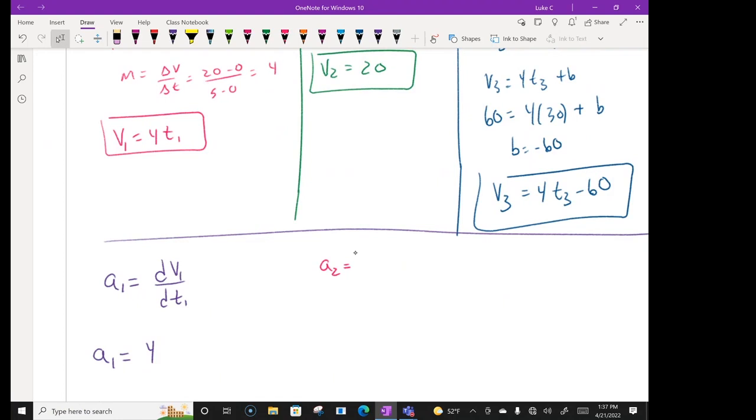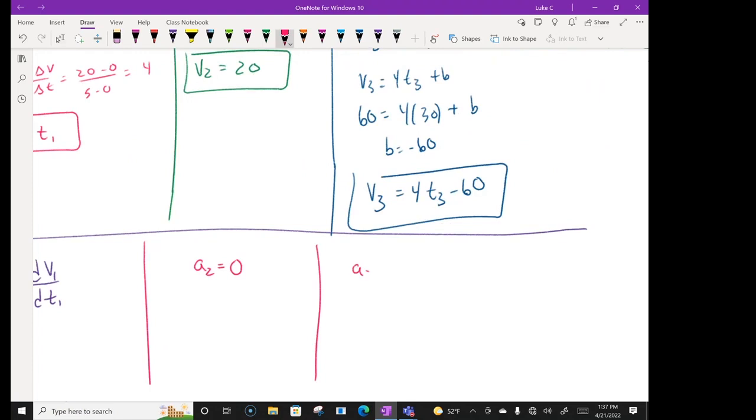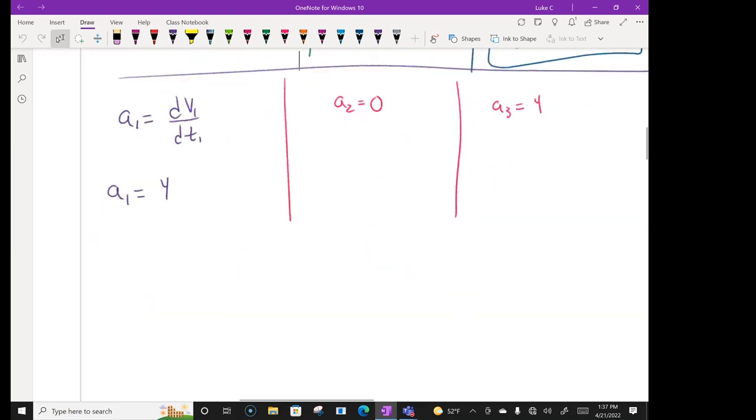All right, A2 is 0 because the velocity is constant. And then A3 is also 4. Yep. So getting the equations and doing the derivatives are the easy part of this problem. The hard part is the integration and finding the right constants, okay?